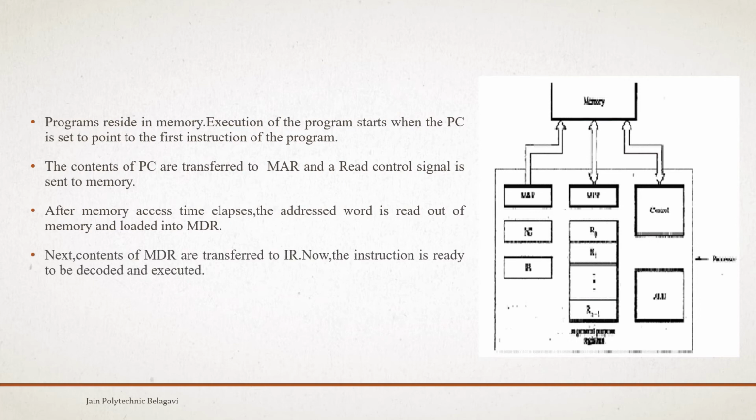Now once the MDR has got the contents of the instruction, these contents are transferred to the instruction register, or IR. Once the instruction comes into the IR, it is ready to be decoded as well as executed. So after all this, the instruction register will contain the instruction which is ready for execution.